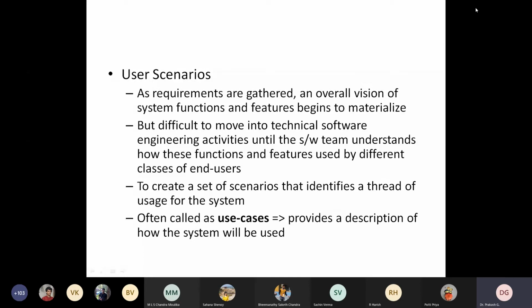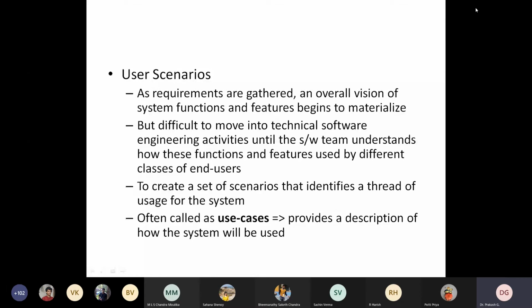Like fees collection, and allocating rooms in hostels. So like that there are other activities. So the administrative people are also using the same software. So there are different classes of users. So how each and every user is going to interpret the system, going to use the system.